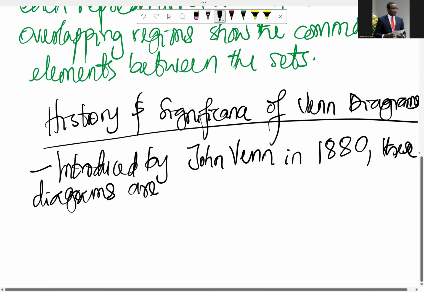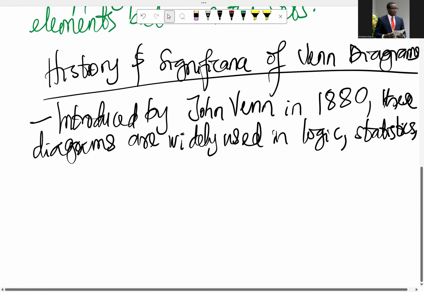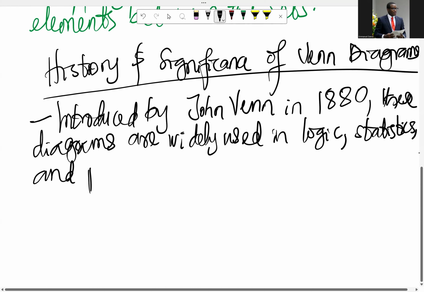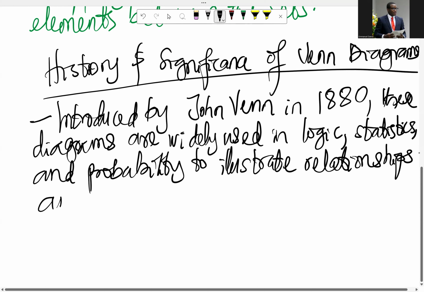These diagrams are widely used in logic, in statistics, and probability, to illustrate relationships and solve problems.